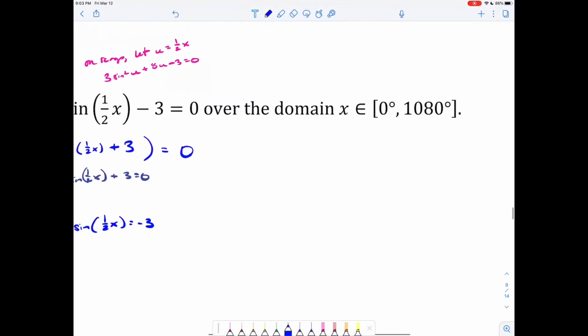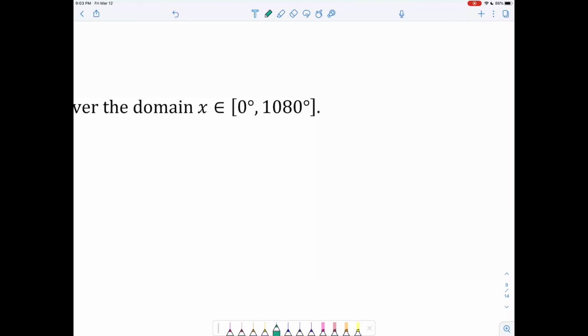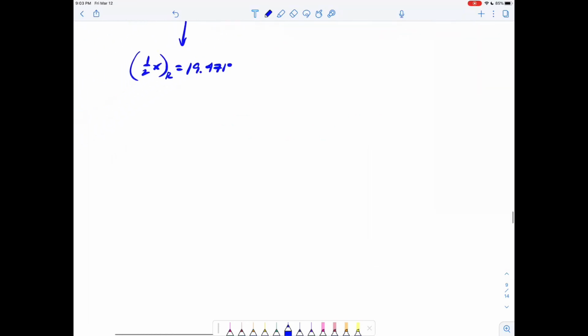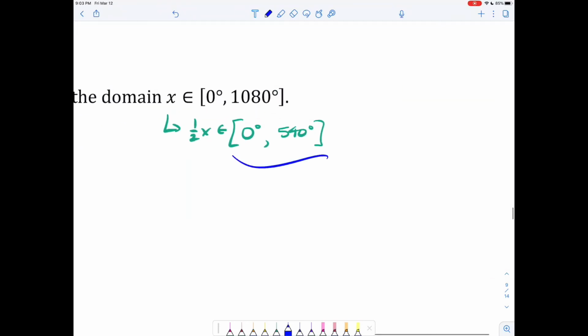Let's take a look at that domain before we go further. X goes from 0 degrees to 1080 degrees. So half of x will cover half of that span. Half of 0 is 0, half of 1080 is 540. So let's close off that bracket. So we can go more than one revolution is what's key here. We're not just going to go from 0 to 360. We'll go a bit further.